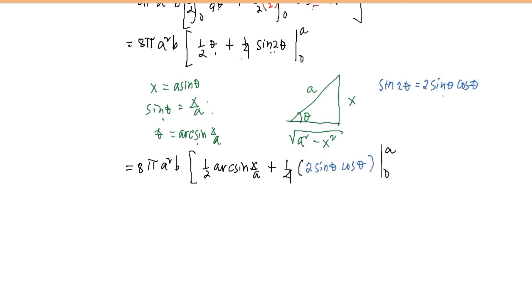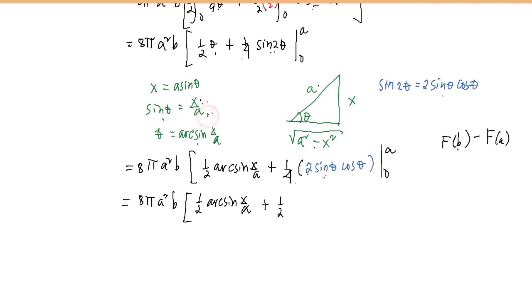So simplifying further, we have here 8 pi a squared b multiplied by 1/2 arc sine of x over a plus 2 times 1/4 is 1/2. The sine of theta is x over a, so this is x over a, multiplied by the cosine theta from SOHCAHTOA. The cosine is adjacent over hypotenuse. So we have here the adjacent side, square root of a squared minus x squared, over the hypotenuse a. Limit from 0 to a.